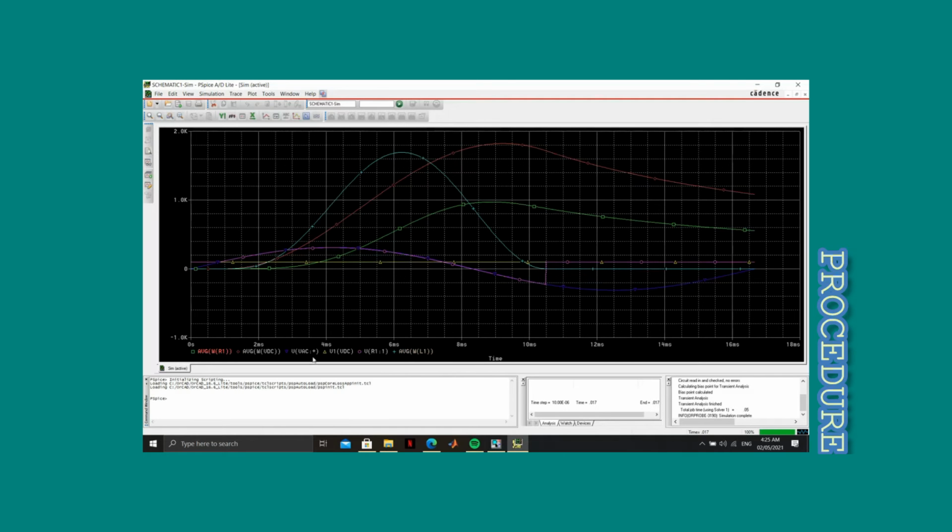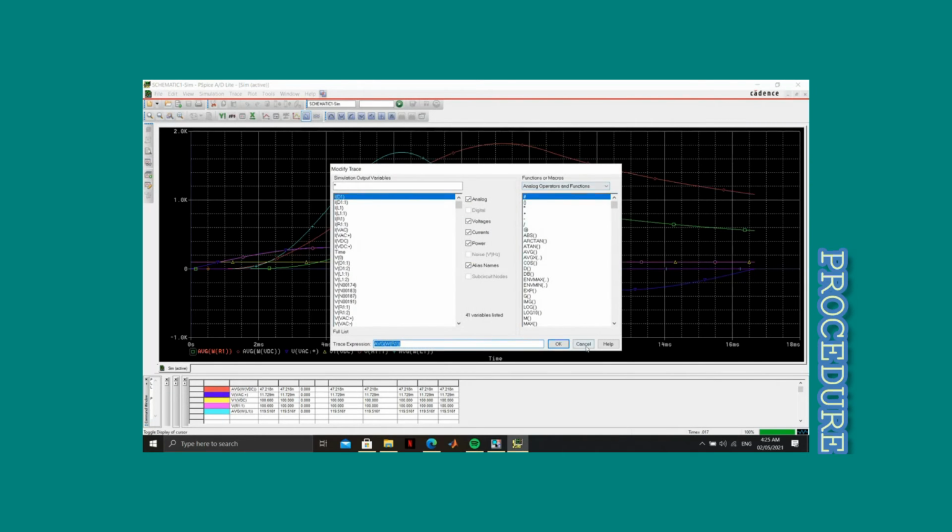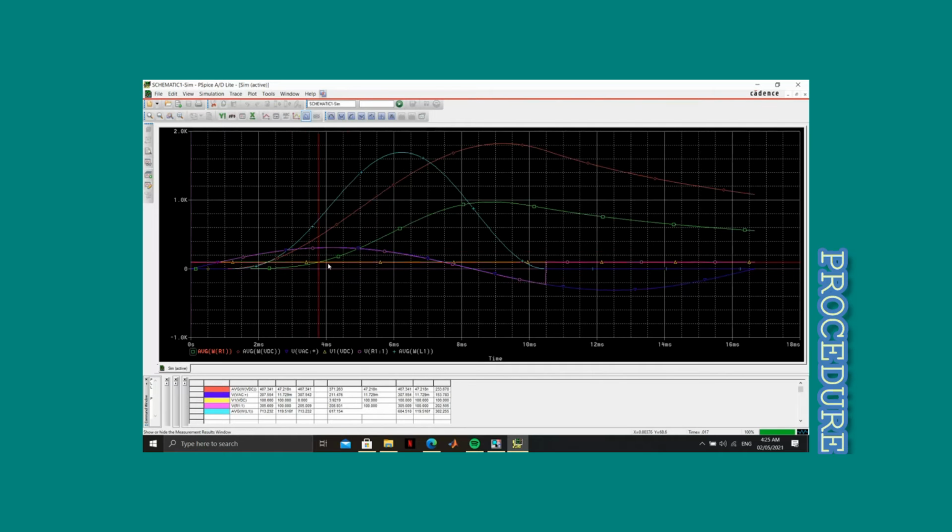So to recap, the average power across the resistor would be 553.801 watts, and the average power across the DC source would be 1.08 kilowatts.